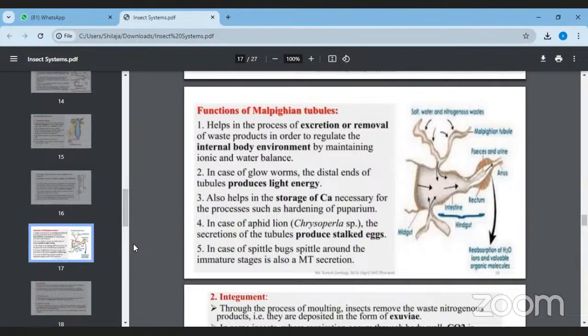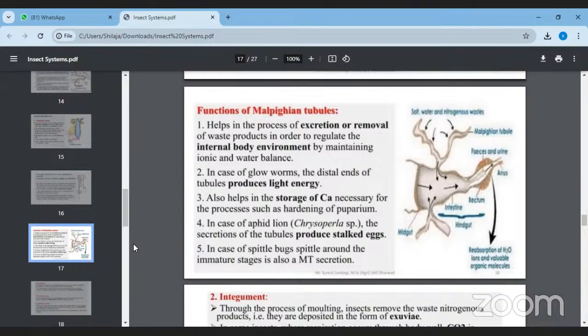What is this puparium, ma'am? Pupa formation, pupil, okay, pupa. There will be a stage of pupa, no? In that stage, the pupa formation will be there, and we will find the cockroach pupa also lying here, brownish colored ones. Yes, ma'am. In case of antlion also, the secretions of the tubule produce the starved eggs.